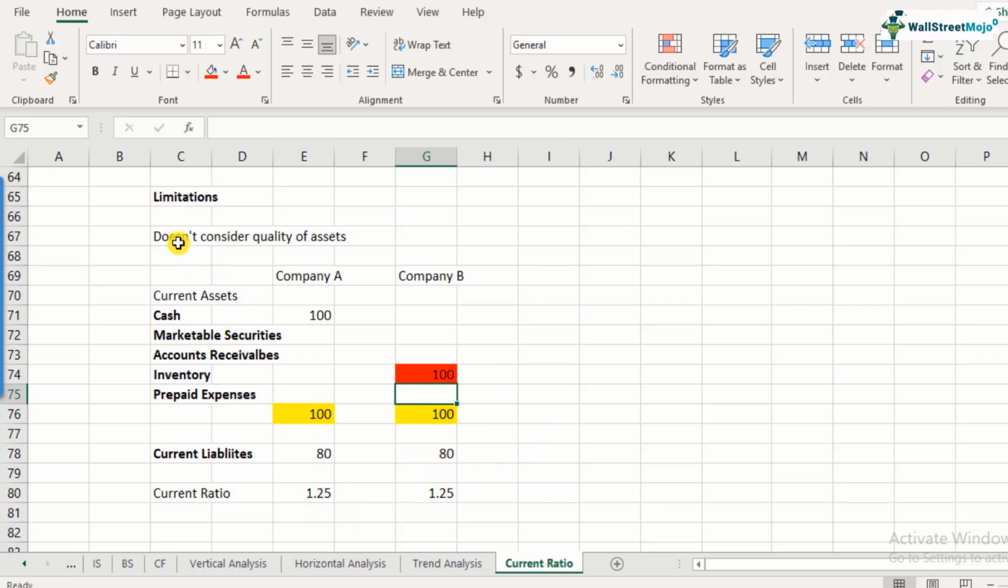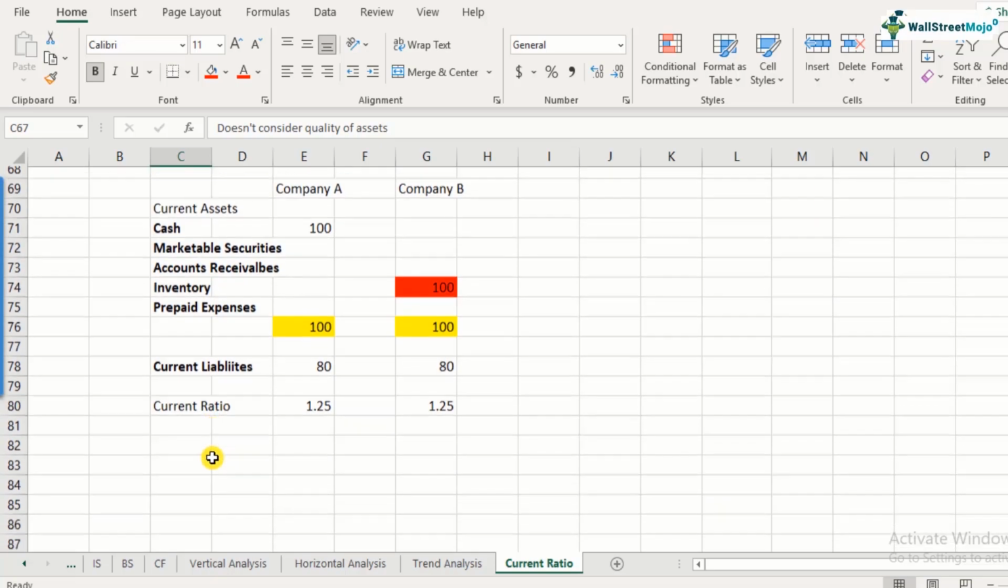So it doesn't consider the quality of assets, is what I was trying to tell you, when we talk about current ratios. To address this, we actually look at other ratios, like quick ratios and cash ratios. We will discuss this in our subsequent videos. But for the time being, you understand this as the limitation of current ratios.